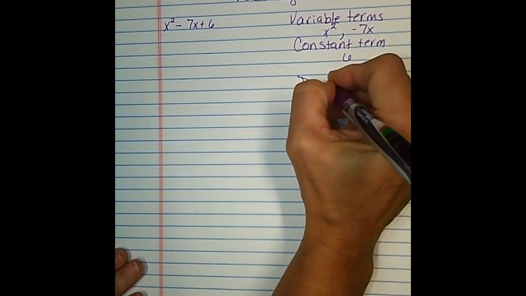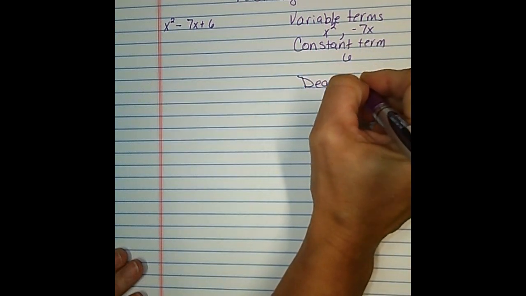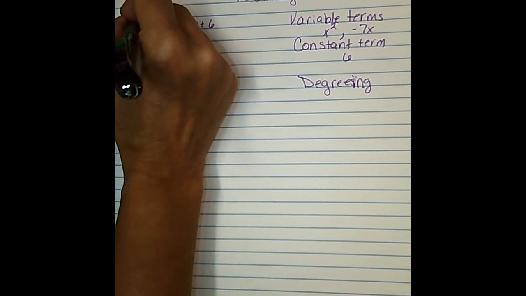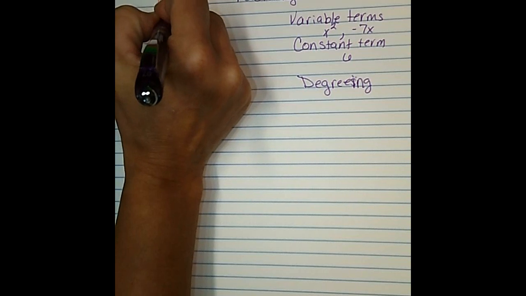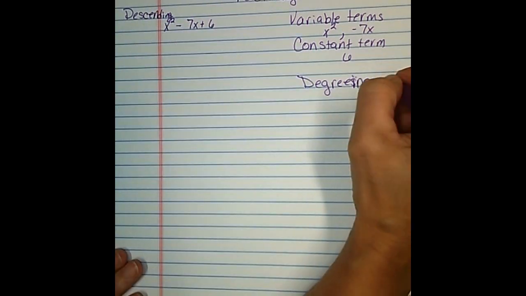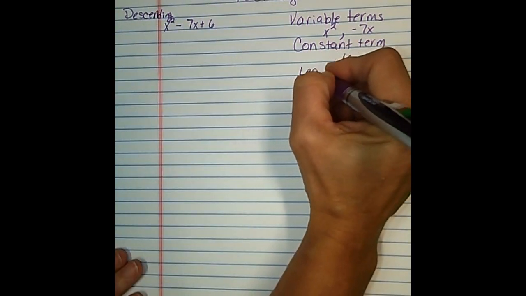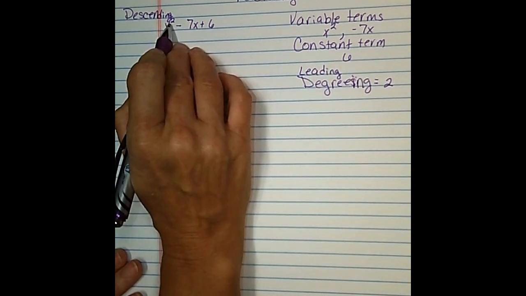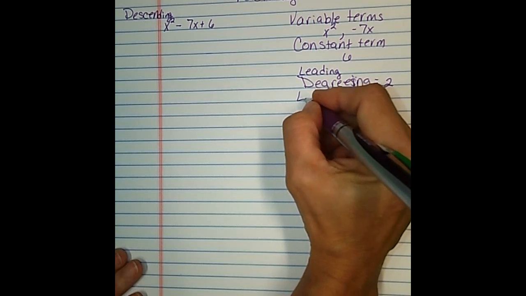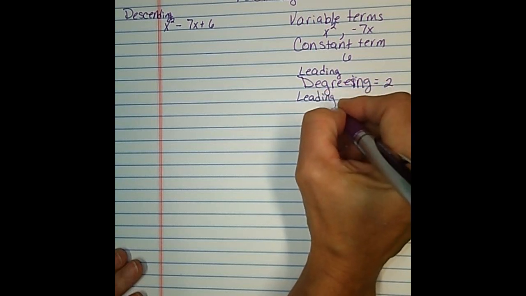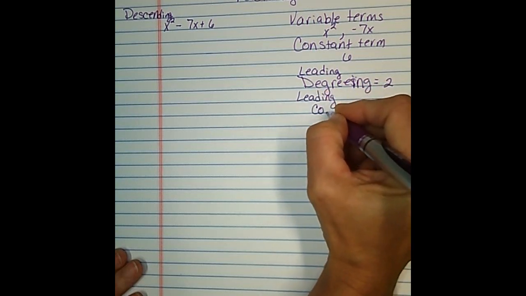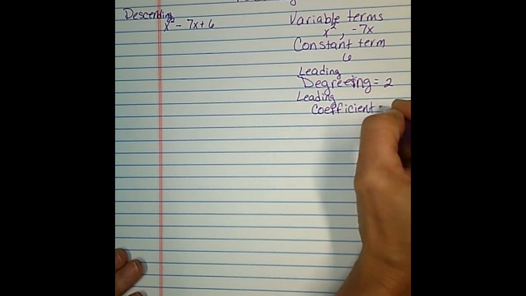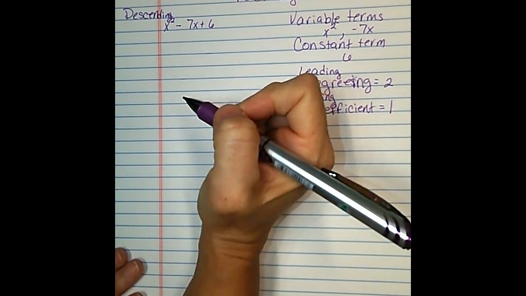So let's talk about that. Leading degree. If this is written in descending order, I can determine what's my leading degree, and the leading degree is 2. Because it's the power of 2. My leading coefficient is 1 in this case here.